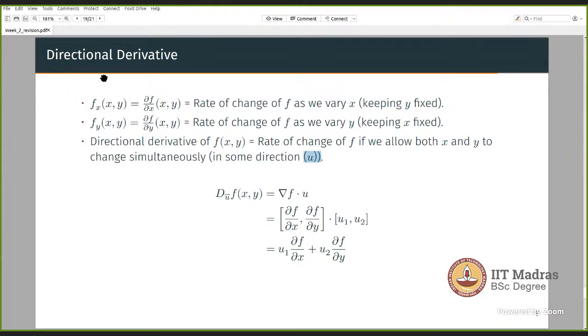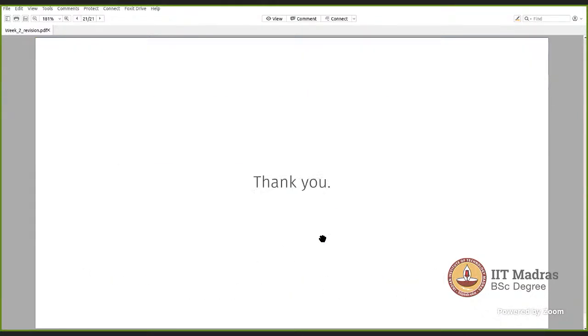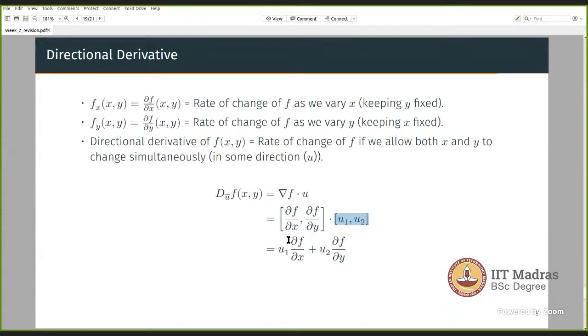Now, what exactly is the directional derivative? It's the weighted sum of the partial derivatives. So what is this grad f? Grad f is the gradient of f, which is the vector of partial derivatives. And then in order to get the weighted sum, you find the dot product with the unit vector that is given, and this is what you get.